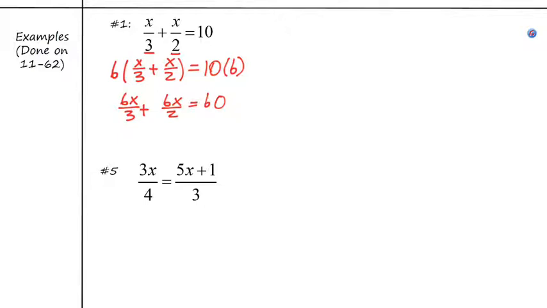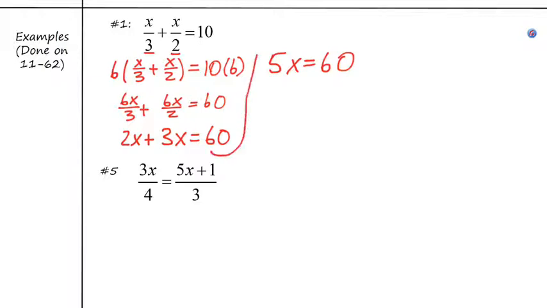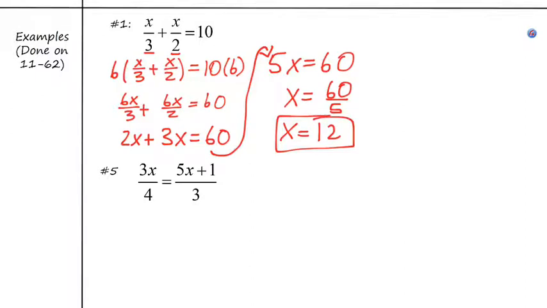So we simplify, 6 over 3 is 2, so we have 2x plus 6 over 2 is 3 plus 3x is equal to 60. And we'll find that 5x is equal to 60. And so x is equal to 60 divided by 5, and x is equal to 12. All right, very good. Now our next problem.